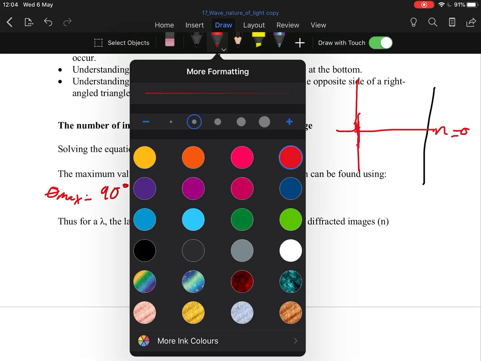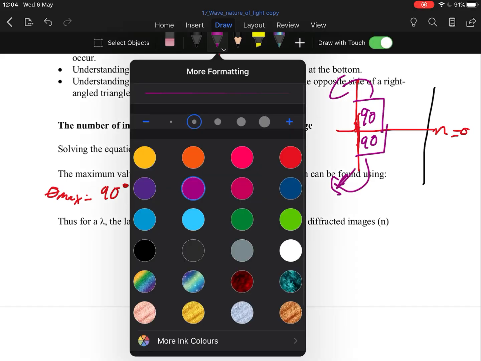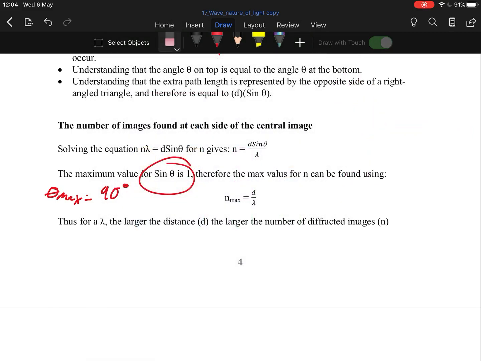I'm going to get a different color here, purple. You cannot have an image going backwards. The maximum distance you can go is a 90-degree angle. If you go to 91, the image would appear behind the diffraction grating, which is of course impossible. So that's why the maximum angle is 90. Therefore, the maximum value of sine is sine 90, which is 1.